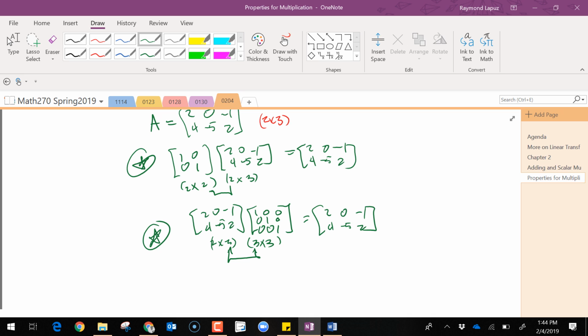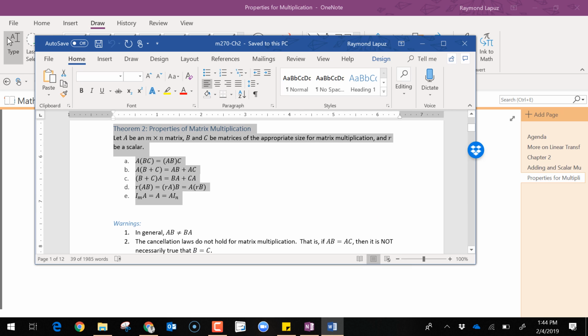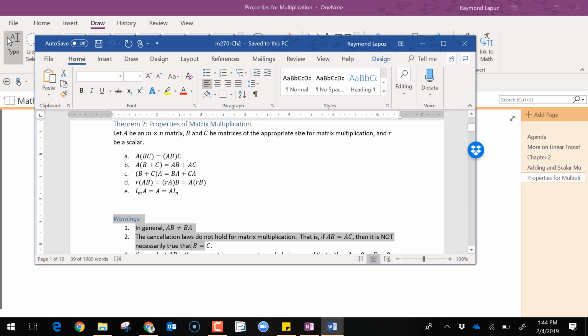So, any questions? We're associative. We can distribute from the left, distribute from the right. We can multiply by identity on the left, on the right, whatever that appropriate size might be. And so a couple of warnings and cautions.